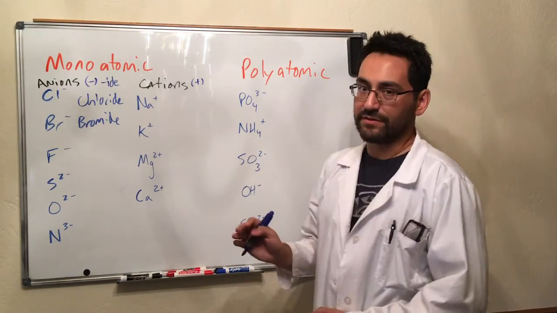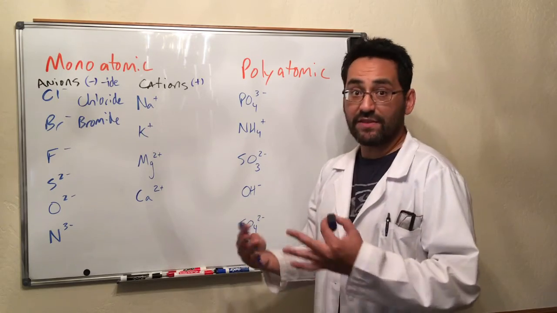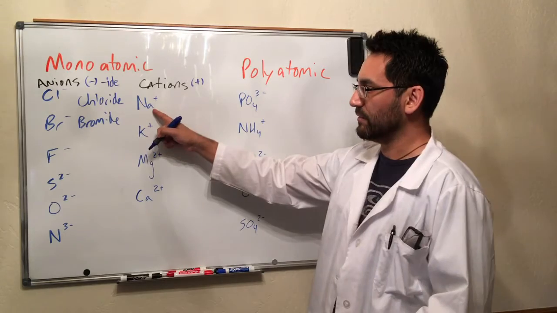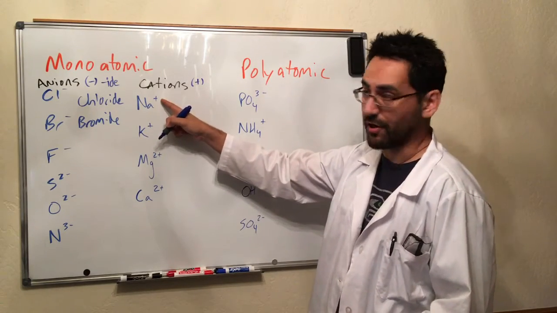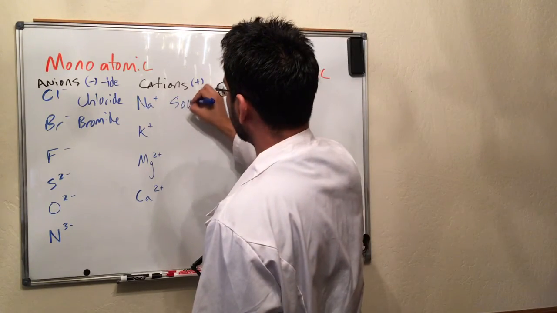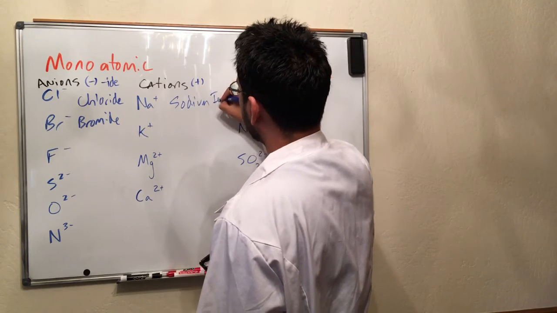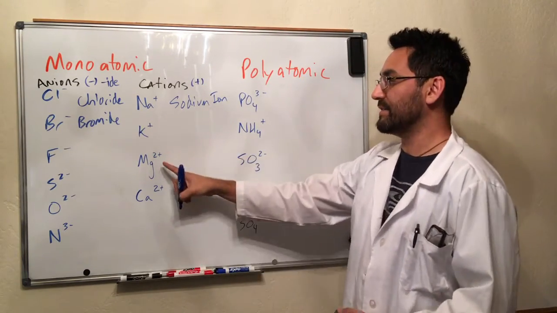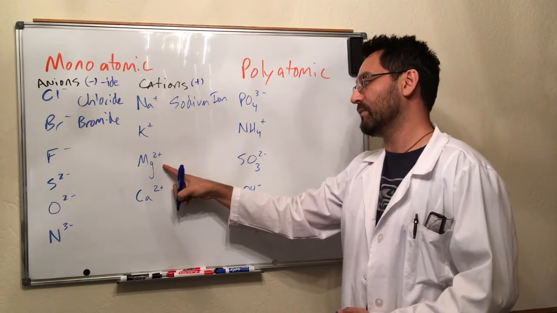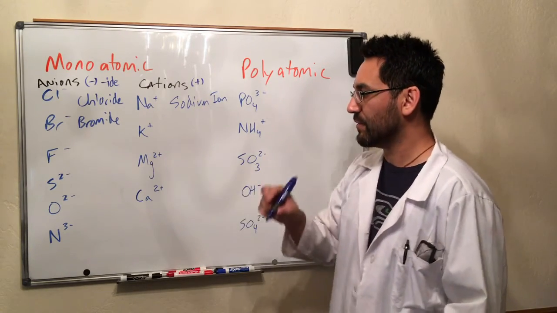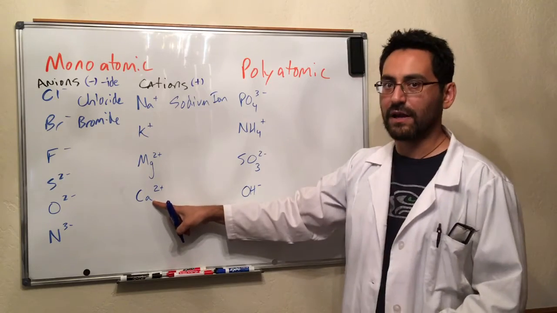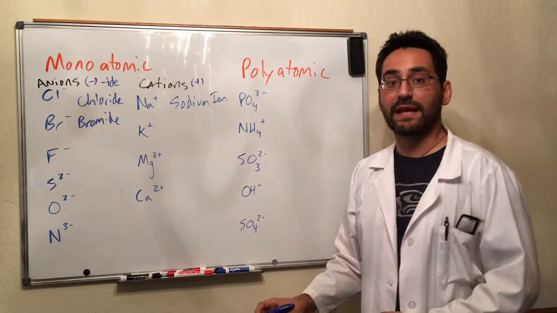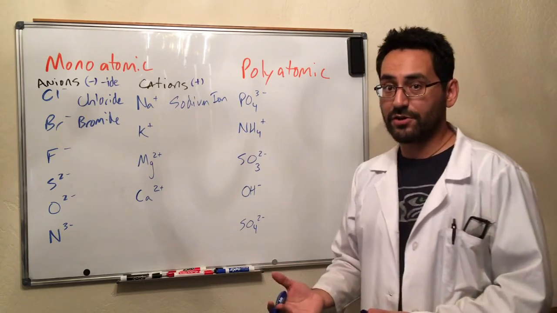For cations, it's a little different. Here we just say the name of the metal and we say ion. So for example, sodium with a positive charge is now sodium ion. This is potassium ion. This is magnesium ion. Doesn't matter if it has a 2+ or a 1+. Calcium ion.